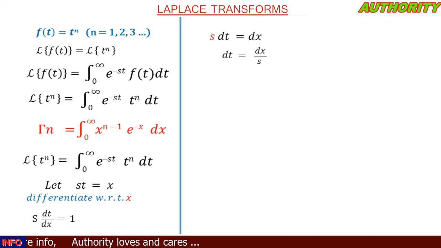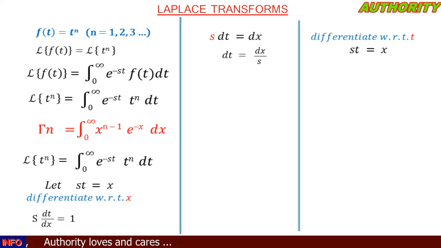Now, I told you that you can also differentiate with respect to t, because both of them are variables. x and t are variables, so you can differentiate with respect to either of them. Okay? Now let's go. Differentiating st equal to x with respect to t, what are we going to have?